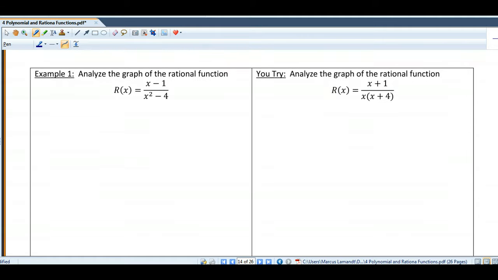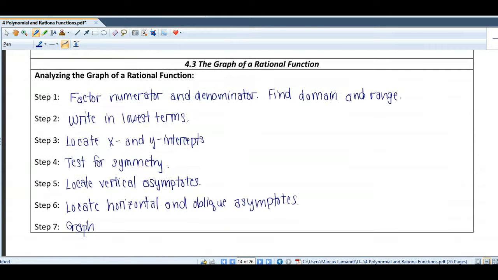Okay, analyze the graph of this function. First thing we're going to do is factor top and bottom. The top is already as factored as it's going to get. The bottom, however, is a difference of two squares. It factors to x plus 2, x minus 2. That's step 1. It's already in lowest terms.